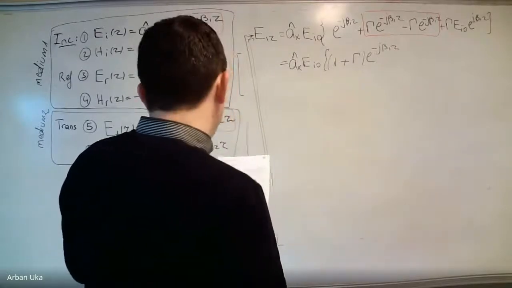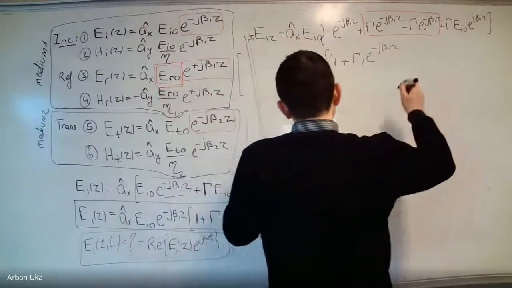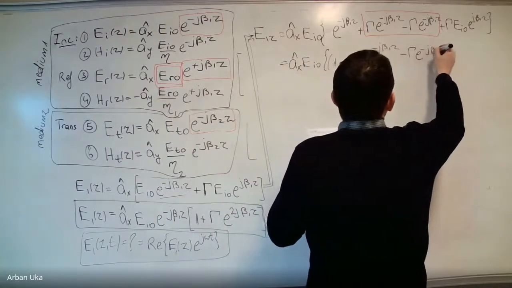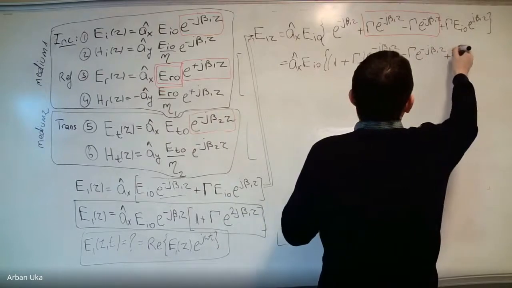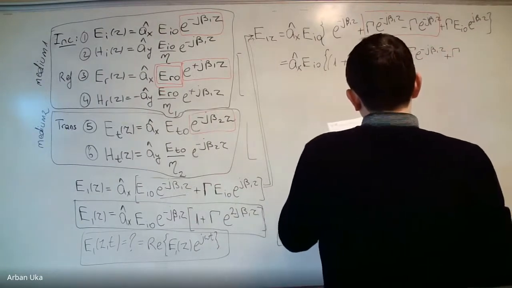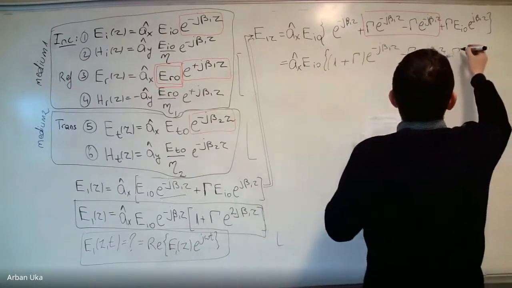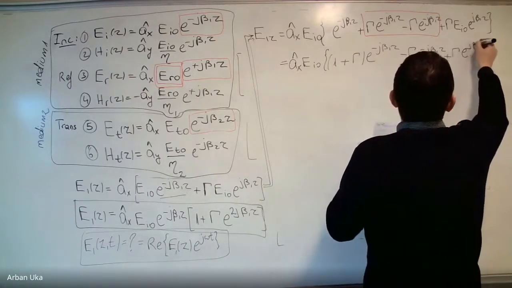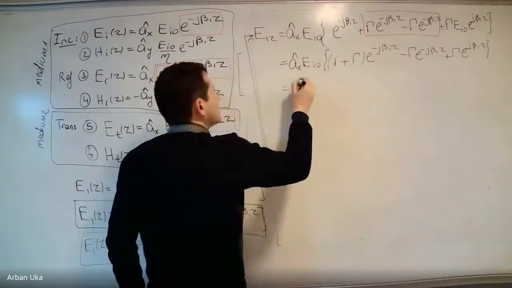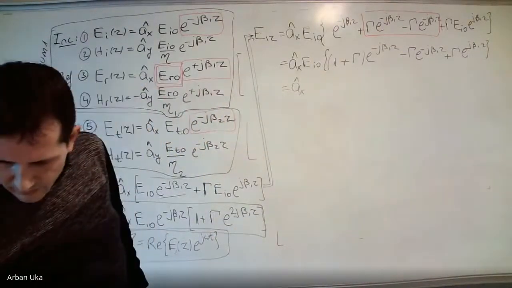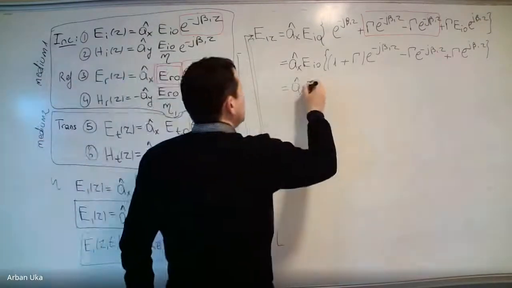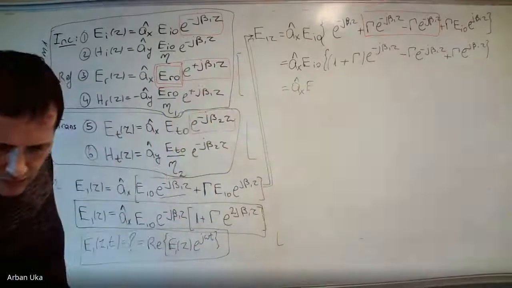And then minus this term, this stays here the same, e to the power minus j beta 1 z, plus, let me think for a moment, okay. So e to the power j beta 1 z, then this is equal to a_x E, sorry, let's take another one.